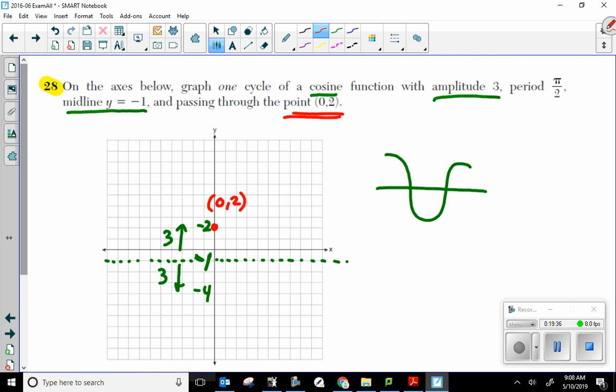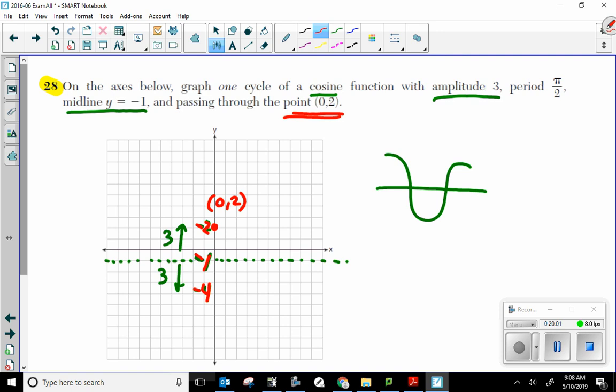Now, keep in mind, everything in red is what you're going to end up keeping. I could keep the label, the numbers on the y-axis, but everything else in green I really want to get rid of. And here's the last thing. My period is pi over 2. The period is the length of one cycle.